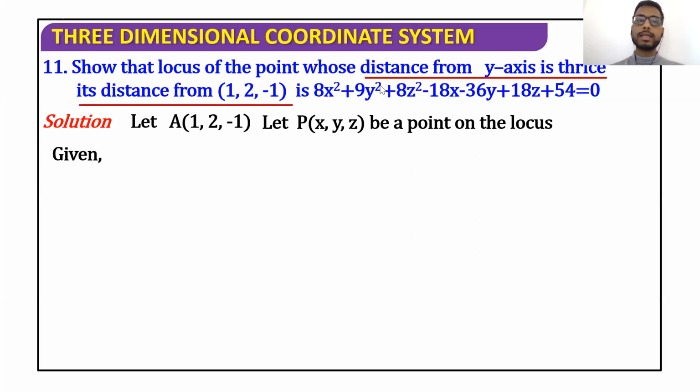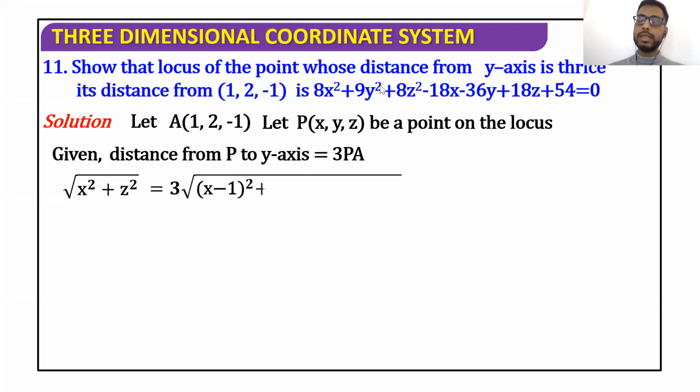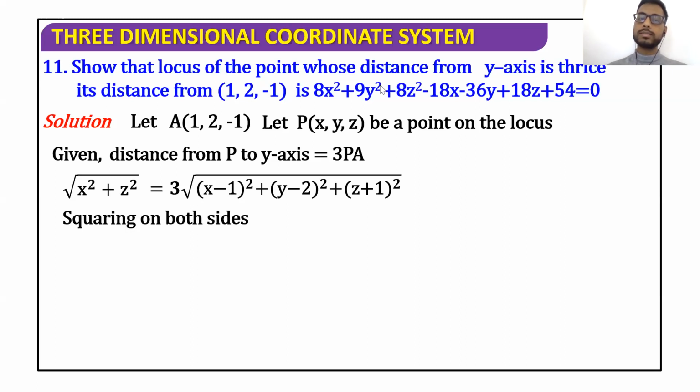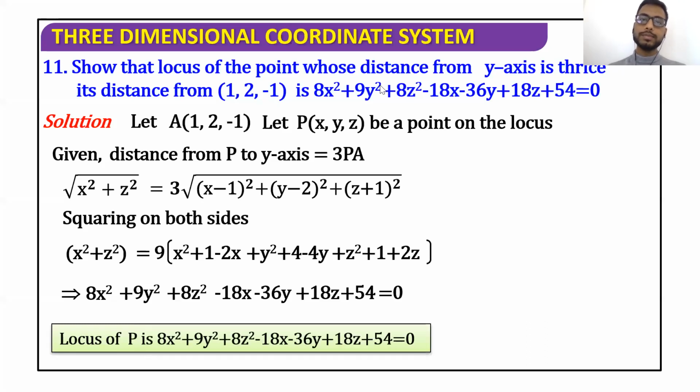Distance from y-axis is thrice its distance from this point. Therefore, that is equal to 3 times PA. Distance from y-axis is nothing but under root x square plus z square, which is equal to 3 times PA. PA you can get easily from your distance formula. Squaring on both sides and simplifying, you get your answer. So that's it. Hence I can say it is proved.